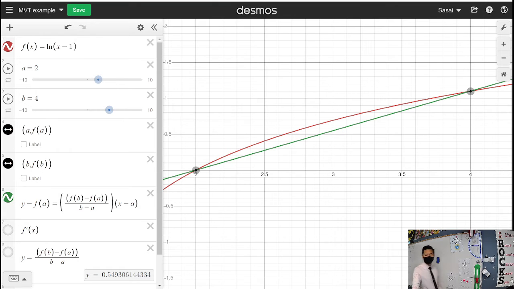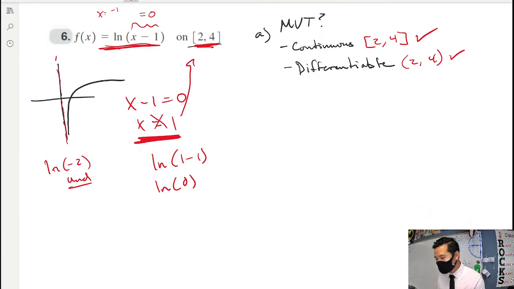So let's go ahead and do that part A. We're done with part A. You ready? Continuous and differentiable, part A. Mean value theorem applies. That's all part A is asking for.